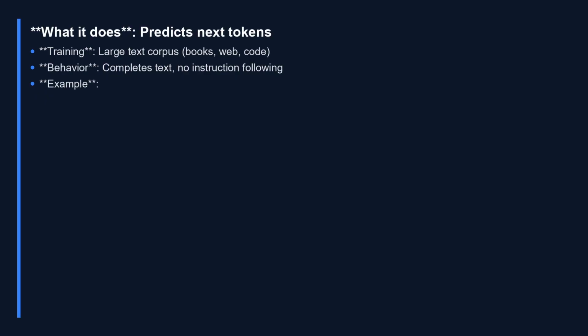Base model versus chat model. A base model has one job: predict the next token. That's it. It's trained on a massive corpus: books, websites, code, academic papers, and it gets extraordinarily good at continuing text. Give it a sentence and it will complete it. Give it a question and it might just keep asking more questions. There's no concept of answering or helping. It's a statistical text completion engine, and a brilliant one.